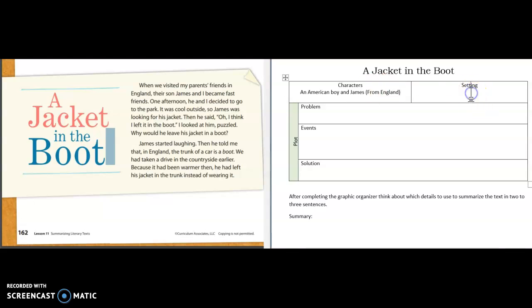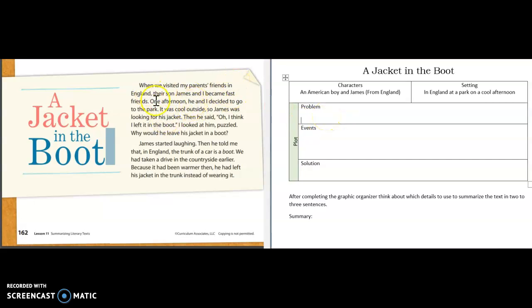The setting, we know, let me go down one line. All right, we're visiting my parents' friends in England. So they are actually in England. And we also learned that it's a cool afternoon, right? They're going to the park. So in England, at a park, on a cool afternoon. Now, you might be wondering, why is the cool afternoon part important? Well, that kind of leads into the problem, right?